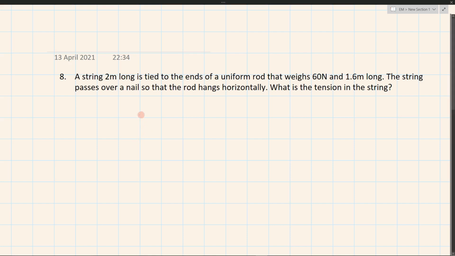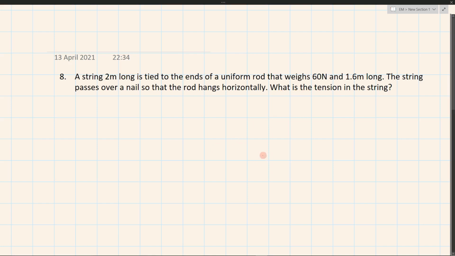So a string 2 meter long is tied to the ends of a uniform rod that weighs 60 Newton and 1.6 meter long. The string passes over a nail so that the rod hangs horizontally. What is the tension in the string?